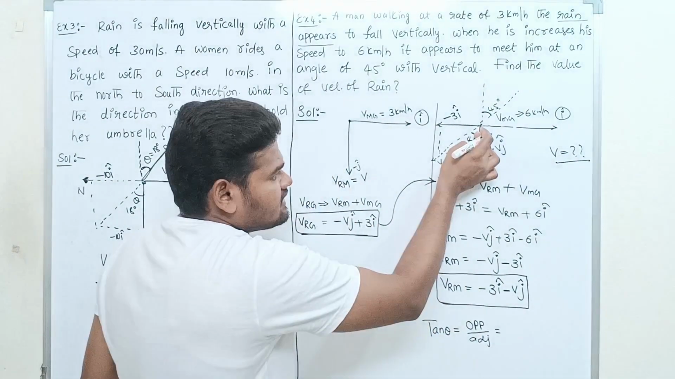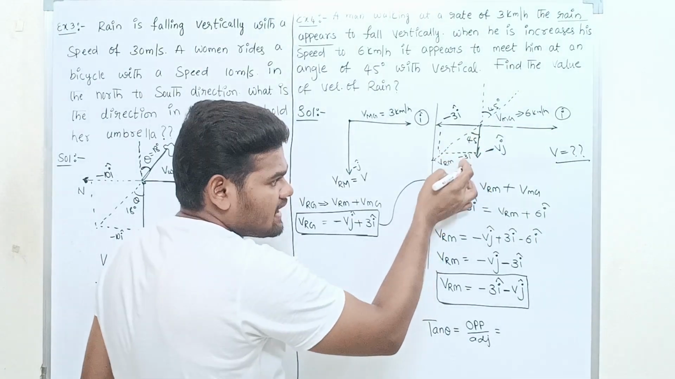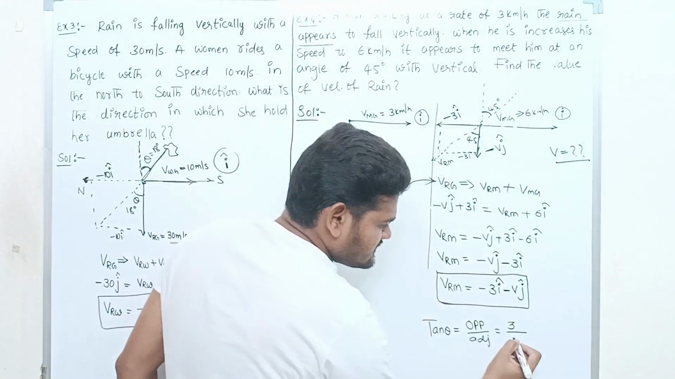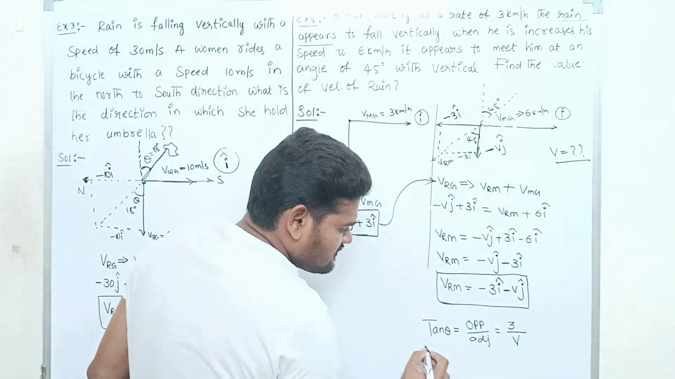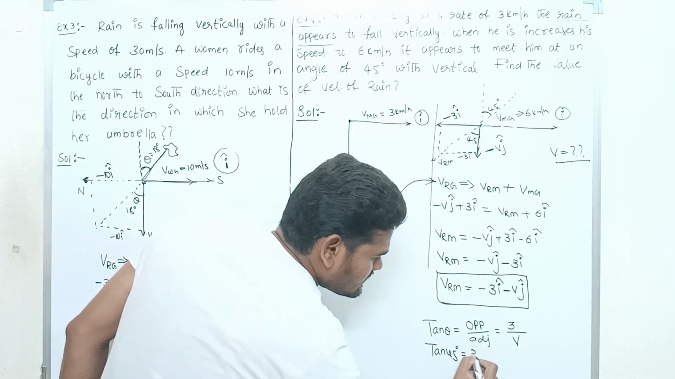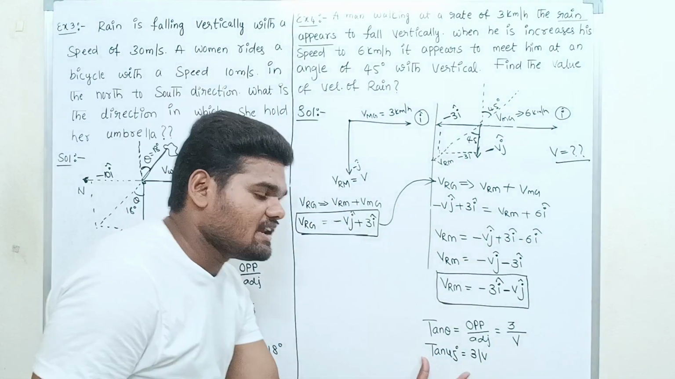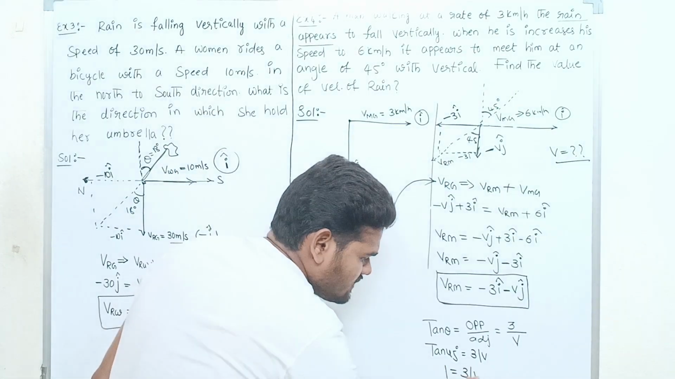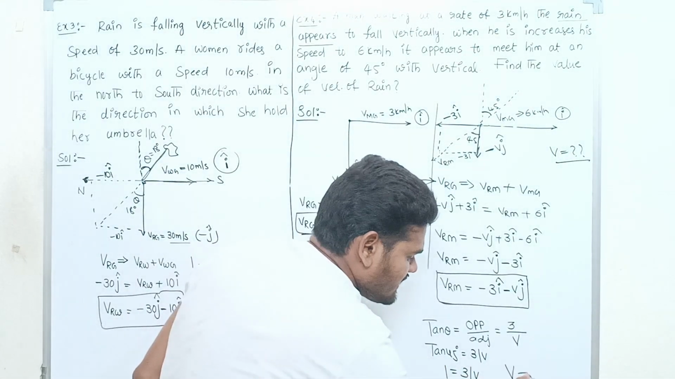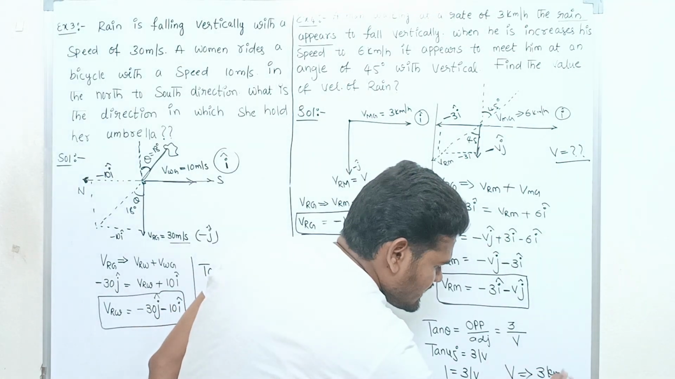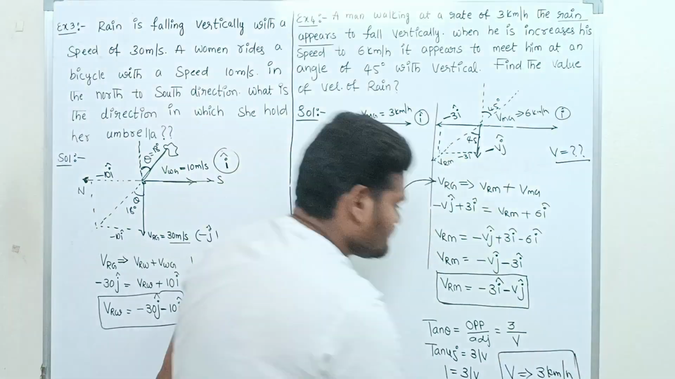What is the opposite side? The side which is opposite to the angle theta. That is 3. What is the adjacent side? The adjacent side is V. Theta is equal to how much? 45 degrees. So tan 45 equals 3 by V. What is the value of tan 45? 1. So 1 equals 3 by V. From this, the velocity of rain is V into 1, so V is equal to 3 kilometer per hour.